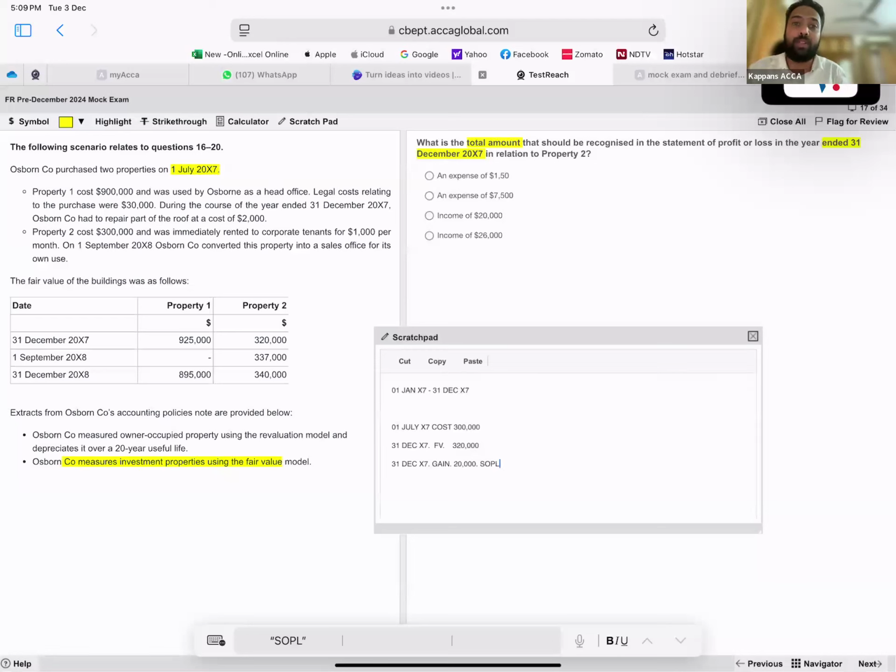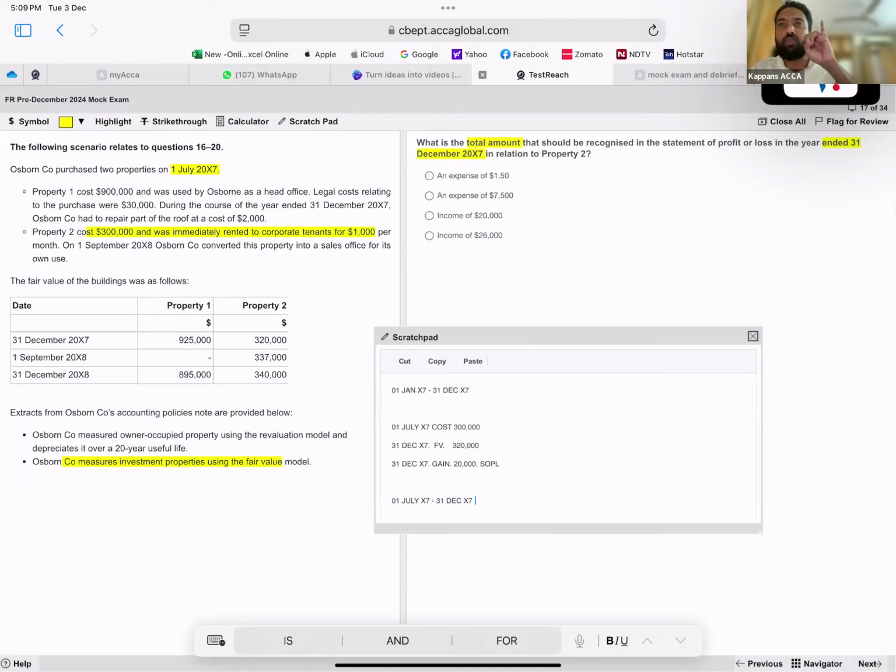But we need 2 items minimum. It is total. So what else will be shown in profit and loss account? The question very clearly says that this property is rented. The property was bought on July X7 and it was rented for $1,000 per month. So rental income from 1st July X7 to 31st December X7.